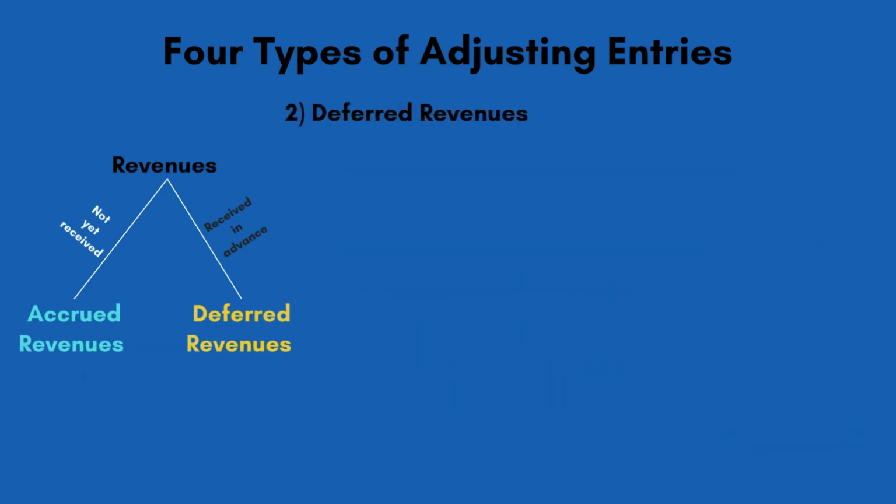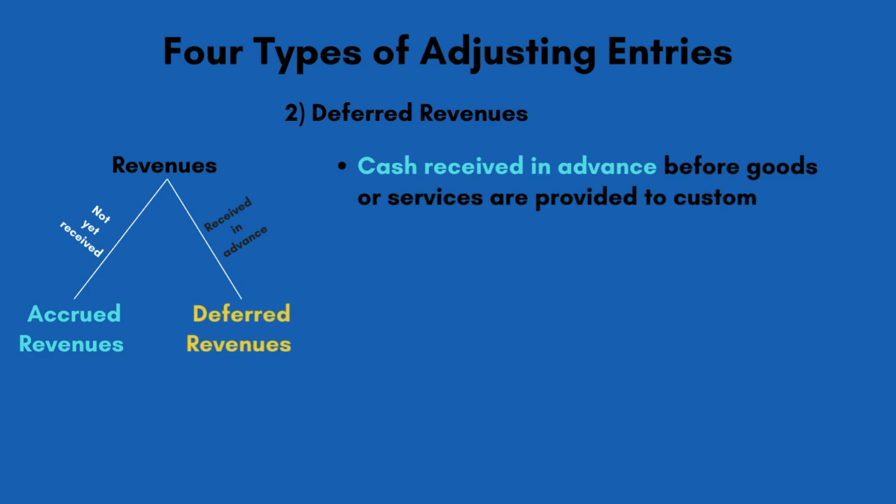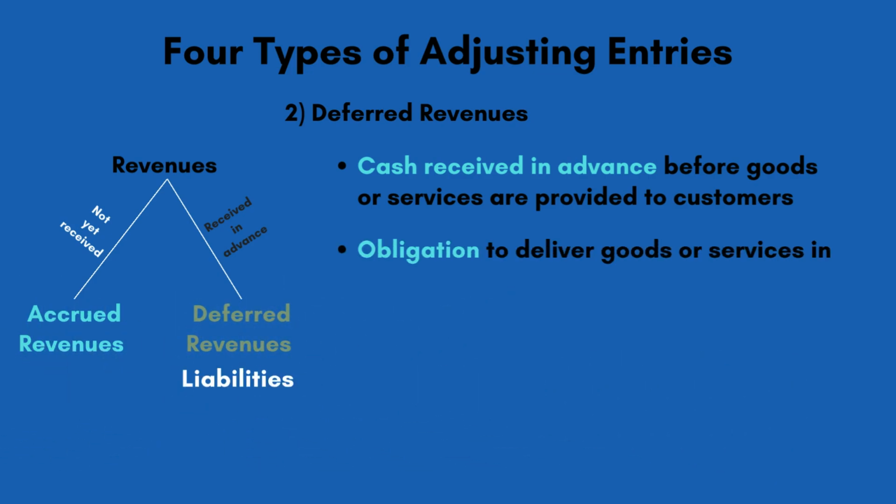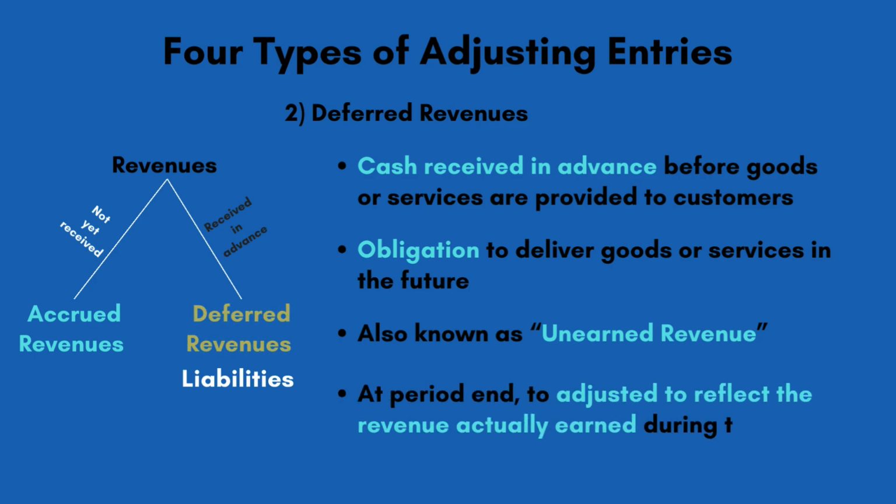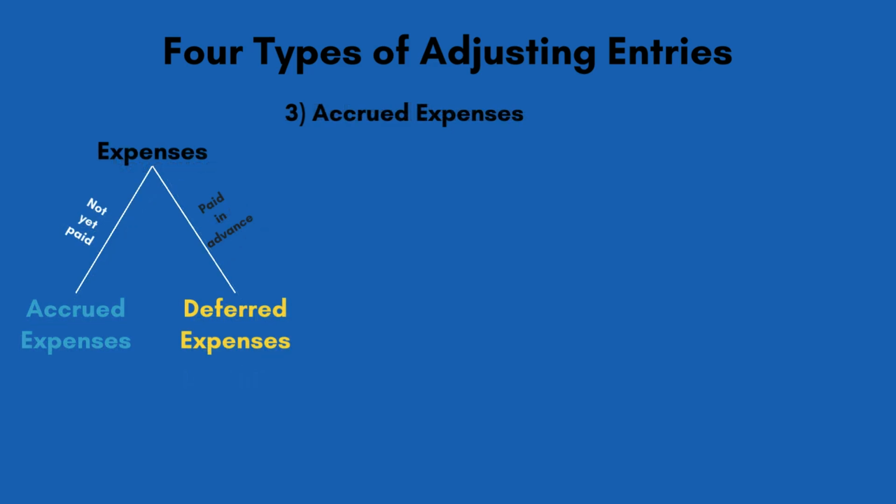Second, deferred revenues. This occurs when cash is received in advance before goods or services are provided to customers. It is considered a liability because the company has an obligation to deliver goods or services in the future. Deferred revenues are also known as unearned revenue. At each period end, they must be adjusted to reflect the revenue actually earned during the period, along with the decrease in deferred revenues.